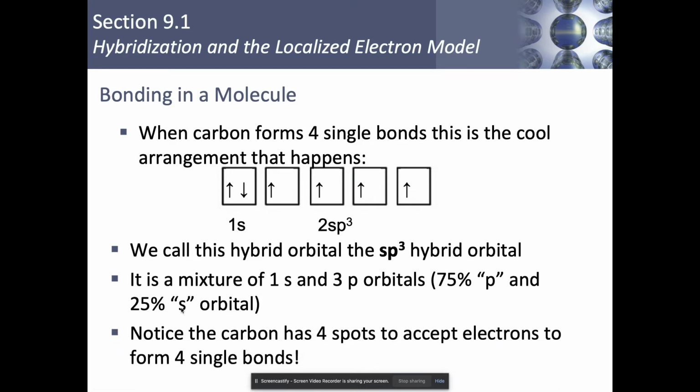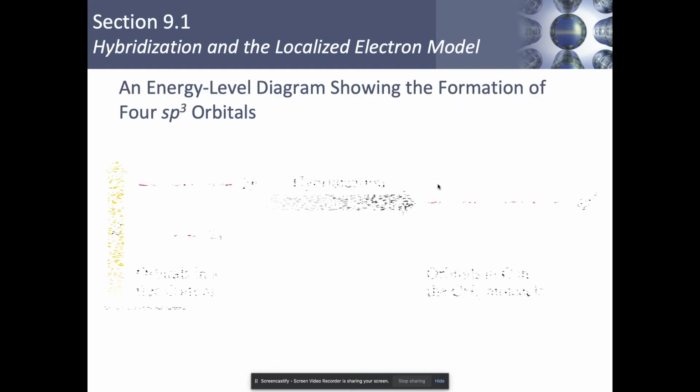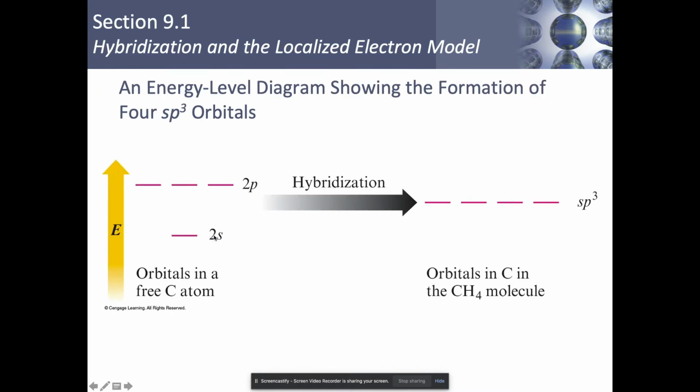And notice that the carbon, again, right here, has 4 spots to accept electrons in order to form its 4 single bonds in its molecule. Okay? And so that is the importance of hybridization. But let's actually look at this, right? So if we're looking at the energy levels here, 2s has less energy than 2p does, right? But when they're hybridized, they all have the same energy here. So notice, though, that because it's 75% p orbital, the energy here is closer to the 2p than it is to the 2s.